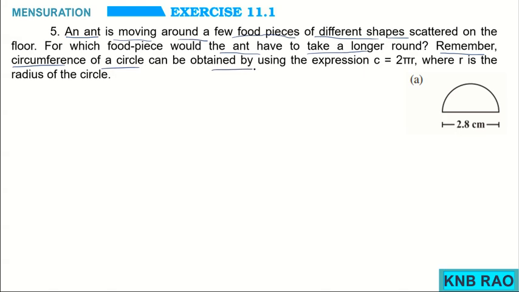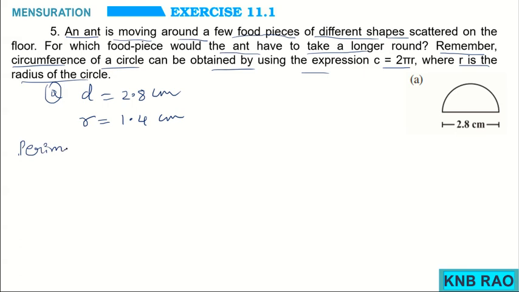Circumference of a circle can be obtained by using the expression 2 pi r, where r is the radius of the circle. Now here you know diameter in the case of A is 2.8 centimeter. It implies radius is 1.4 centimeter. Now if you want to find the perimeter of a semicircle, you need to understand, very important, it is not just the arc portion, along with that the diameter is to be added.